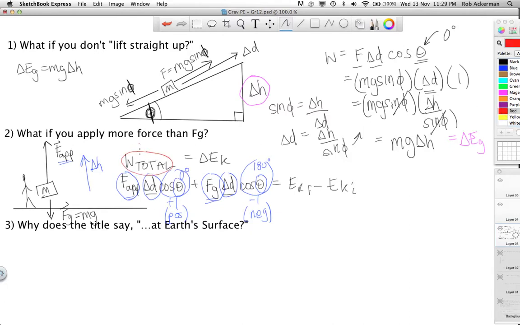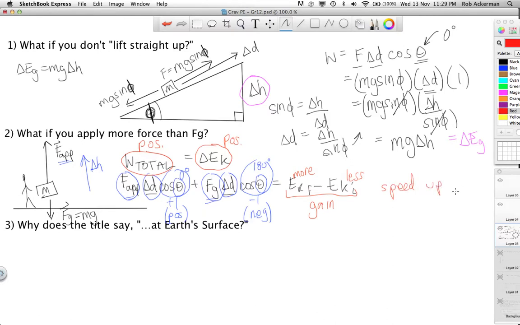The total work will be positive. And as we've discussed in class, when the total work is positive, the change in kinetic energy will be positive. In other words, the object will gain kinetic energy. In other words, this will register a gain, meaning there is more Ek final than there was Ek initial. The object will speed up.